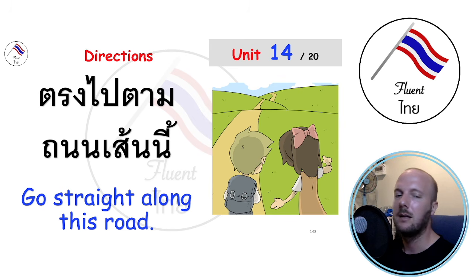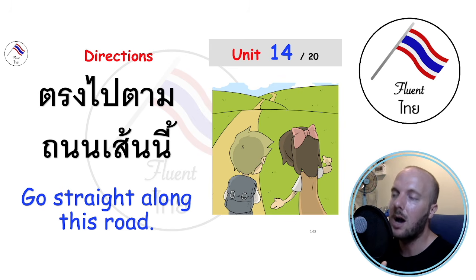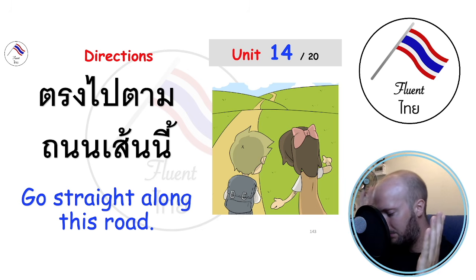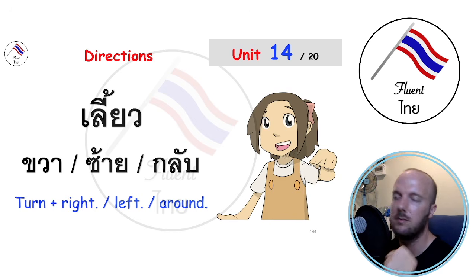Just a quick pointer. Making use of the classifiers all the time is not a necessity in Thai. I mean, officially, technically, yeah, we should use a classifier, but you can just say ตรงไปตามถนนนี้, perfectly fine. So I just want you to be aware that it's not a fixed rule that you must follow. Grammatically sure, but in everyday life you don't always have to make use of the classifiers when talking about something.